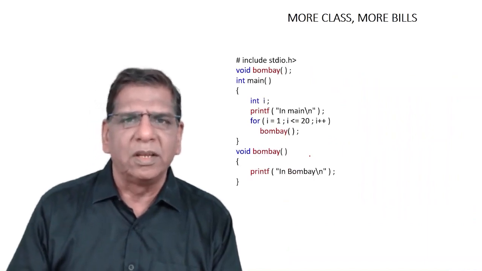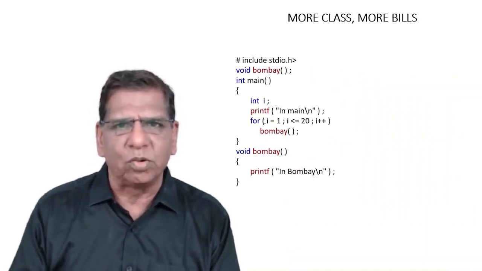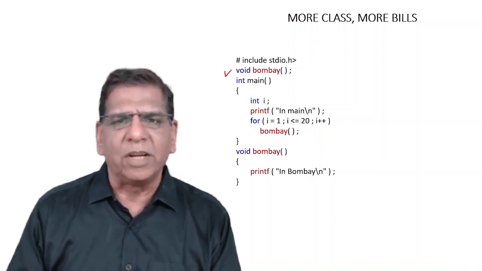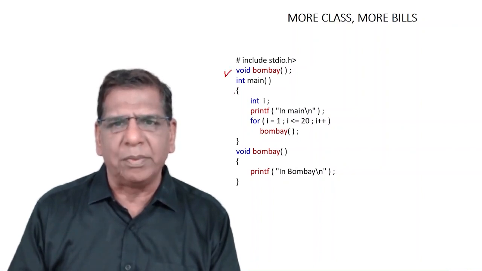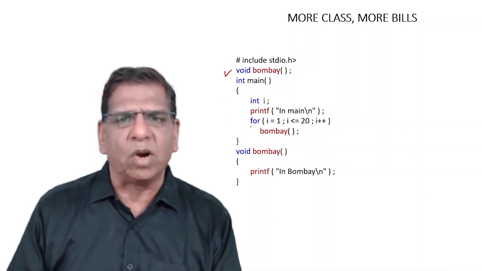That brings us to the third intricacy, wherein, if you observe carefully, now that we have defined Bombay after main, we have taken care to declare the prototype of Bombay. And all that we are doing is, we are printing out main, then in a loop, 20 times we are making call to Bombay.